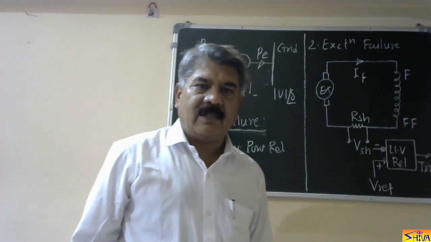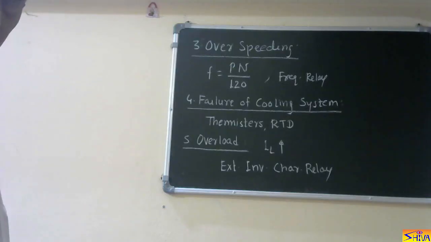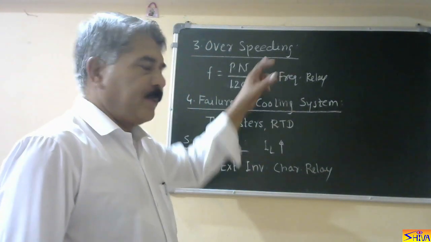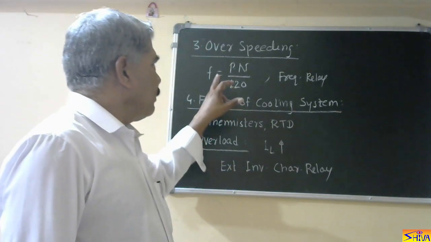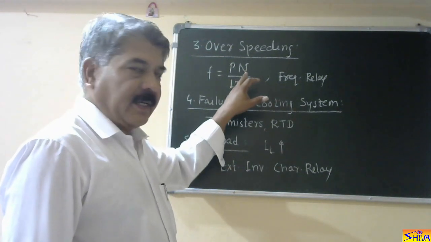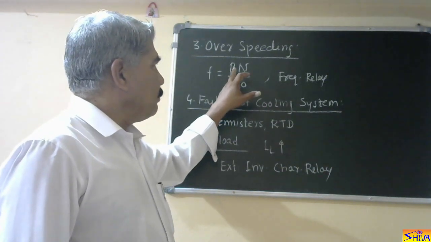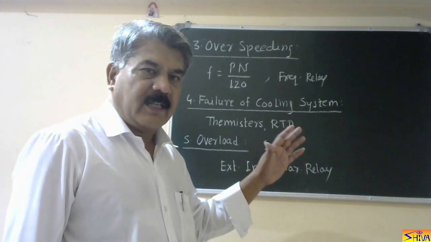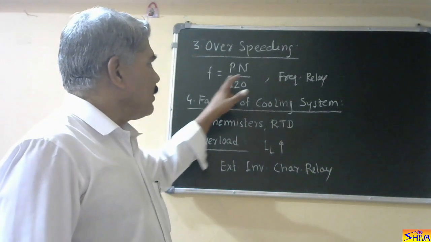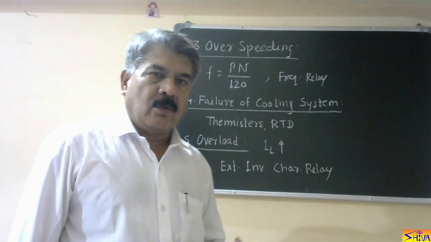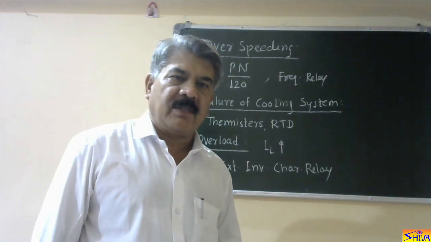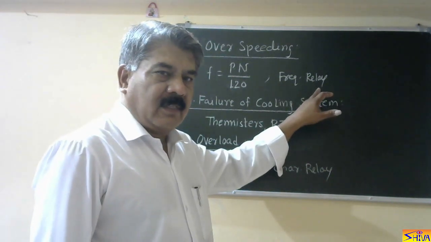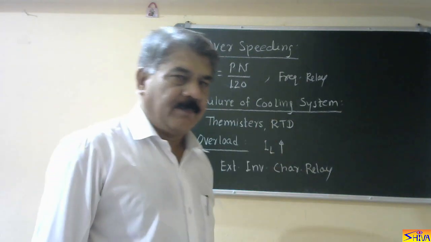Now the third condition is overspeeding. We know the relation between frequency and speed. Frequency is given by the equation f = Pn/120, where P is the number of poles, that is fixed for a particular machine. So frequency is directly proportional to N. So if speed increases, then the frequency of the generated voltage, the generated EMF, will increase. So we can install a frequency relay to detect this condition.